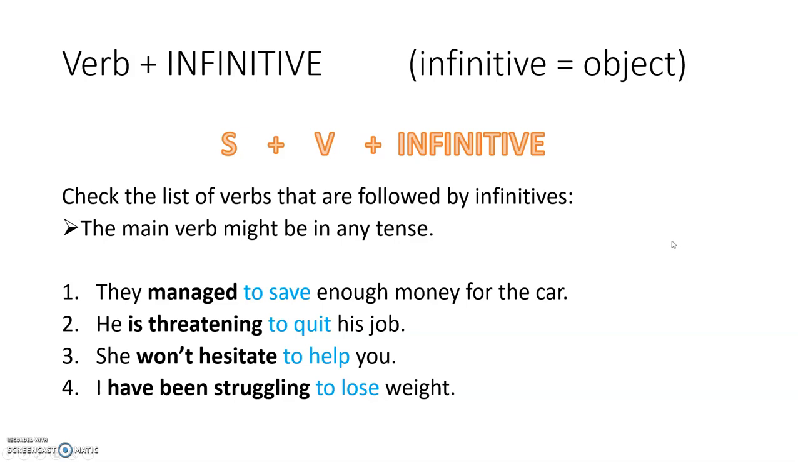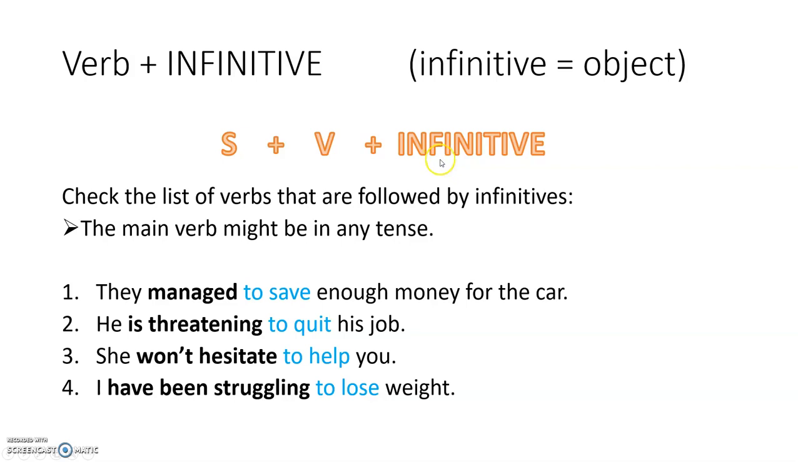Now let's focus on infinitives. I think probably the most common way we use them is as an object. So I'm going to start with that first. Verb plus infinitive, and the infinitive equals the object. So you see subject plus verb, and then an infinitive after.